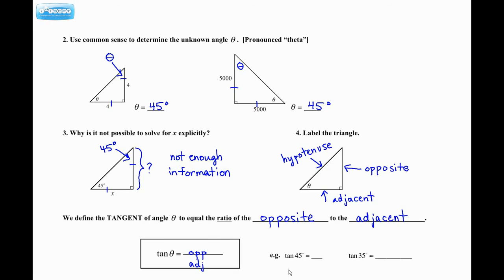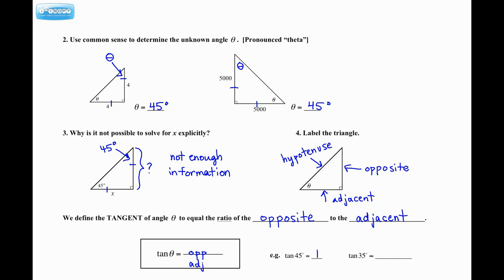So let's do a couple of examples. What is the tangent of 45? Okay, so that means when I have a right triangle and my theta is 45 degrees, what is the ratio of the opposite to the adjacent? Well, if you look up above here at question 2, we have just that. Okay, we had a right triangle, and remember we worked these out to be 45 degrees, and these were the same. Okay, the opposite is 4, and the adjacent is 4. So what is the ratio of 4 to 4? Well, 4 over 4 is just 1.